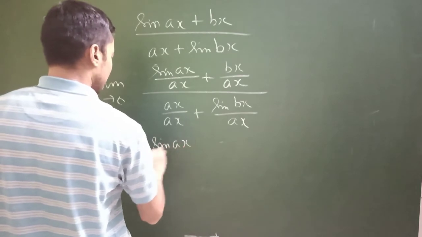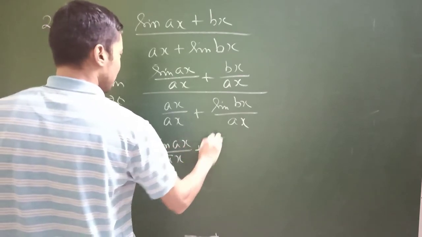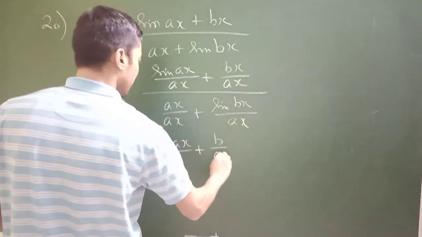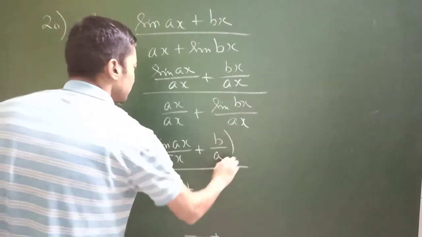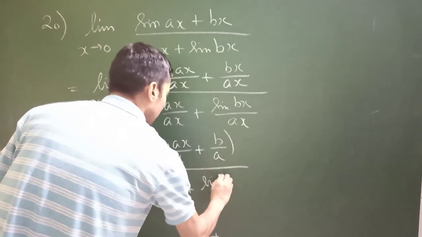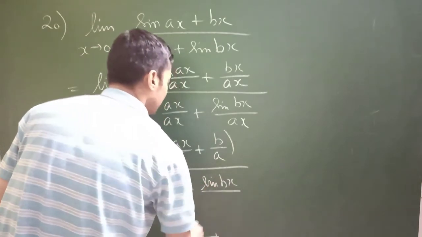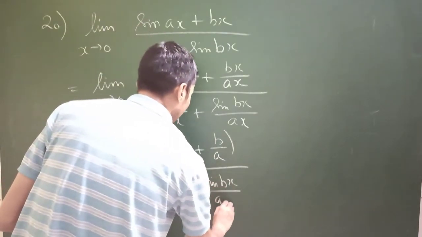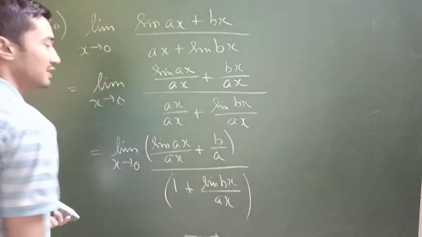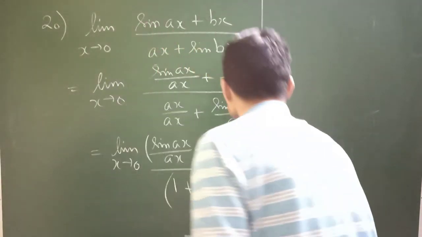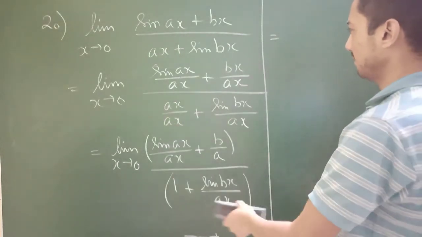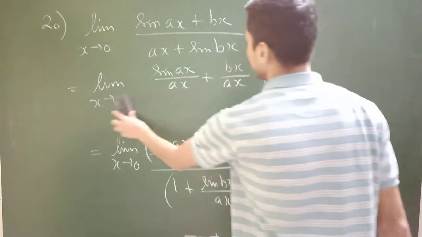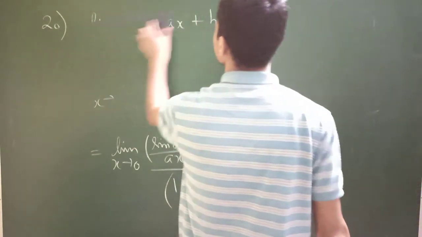So sine of ax by ax. I'll write some more steps. That is, x cancels. I have b by a, divided by 1 plus sine of bx by... Okay, no problem. I'll just write some more steps. Now maybe I'll start separating them. Alright, so I think I better start from here.